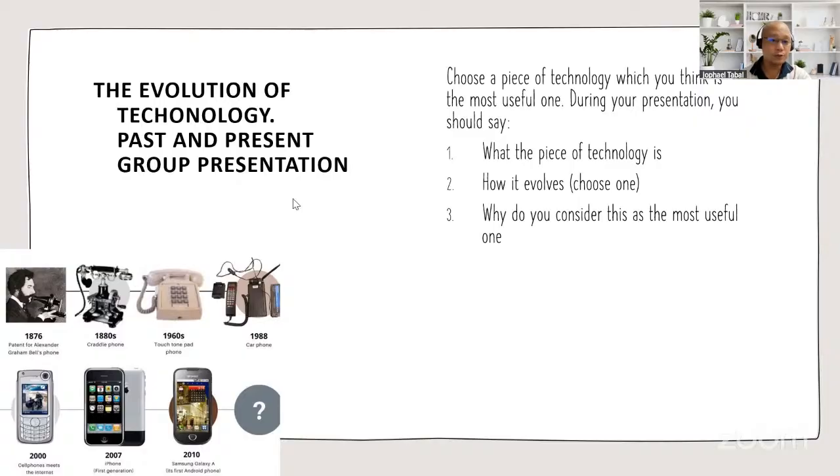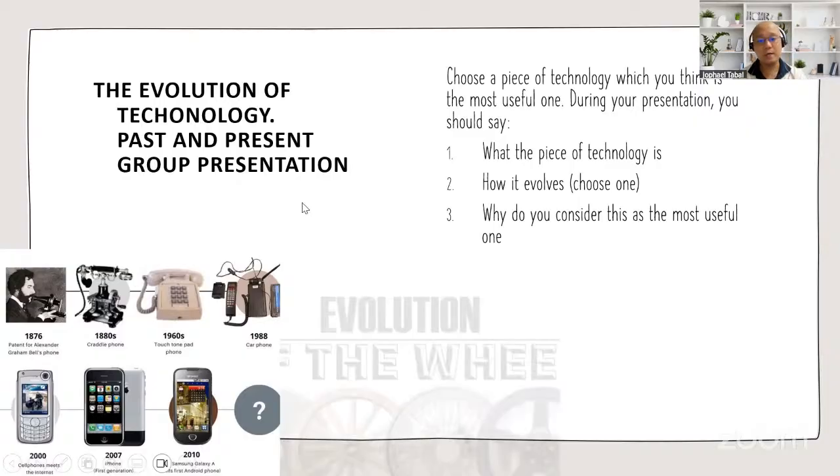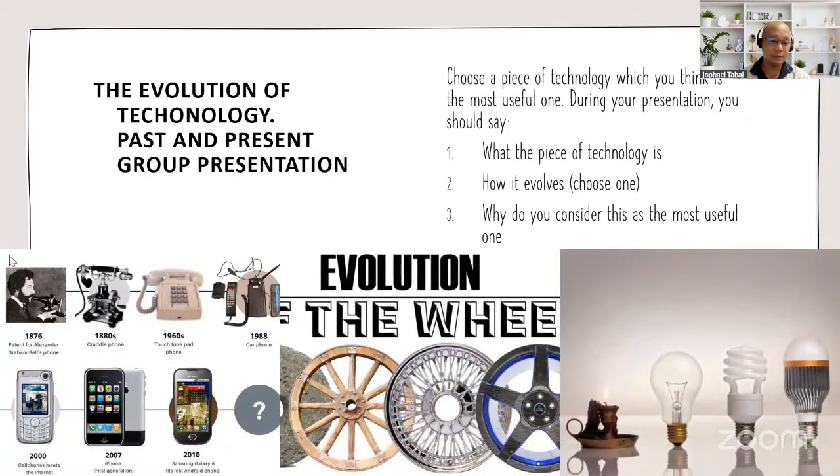So what you need to do right now is choose one piece of technology. For example, is it a telephone? Are these wheels, or is it lights or electricity? Again, choose one type of technology, and then give a reason why this technology is the most useful.